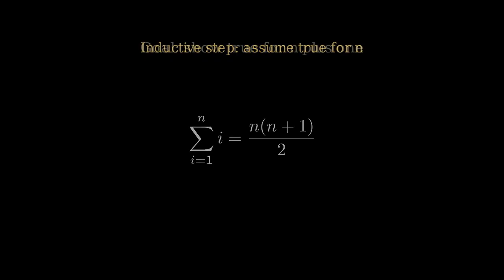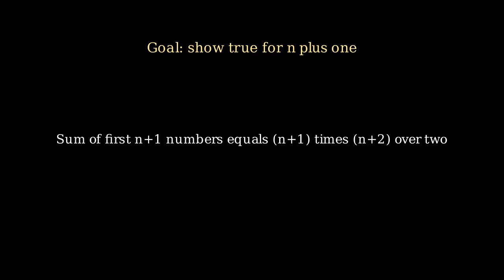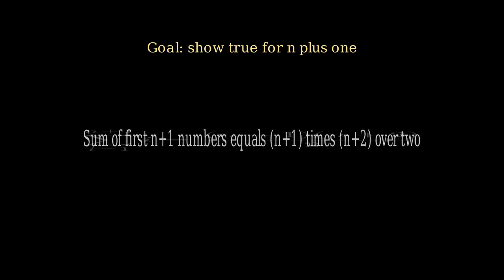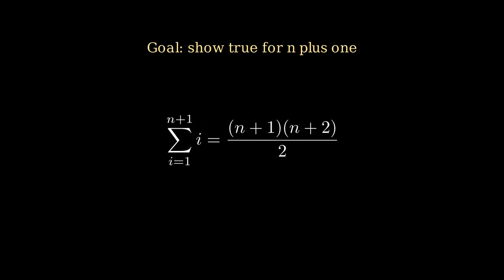Our goal now is to show that the same pattern holds for n plus 1. In words, this means the sum of the first n plus 1 whole numbers should equal n plus 1 times the quantity n plus 2 divided by 2. In symbols, this is written as sum from i equals 1 to n plus 1 of i equals n plus 1 times open bracket n plus 2 close bracket divided by 2.